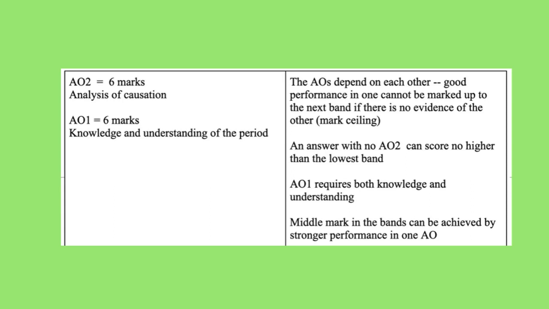Essentially, you're explaining why William won the Battle of Hastings, so you need to identify some features to make your point. That brings us on to AO1, which is your knowledge and understanding of the period. Now, you can use the stimulus points given to you in the question. You don't have to, but you can.